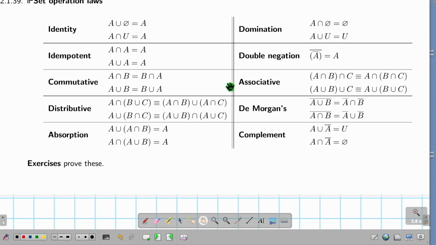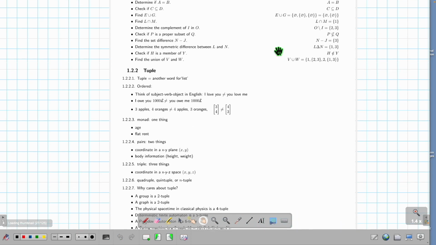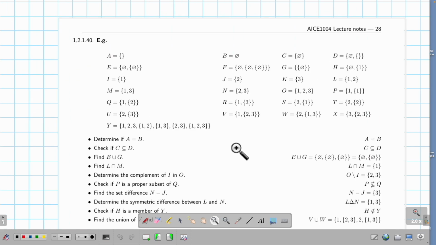And then previously, we talked about the logic laws. We have the same thing here in sets, just different notation. It's the same thing. So now that's it for sets. And what is your homework?